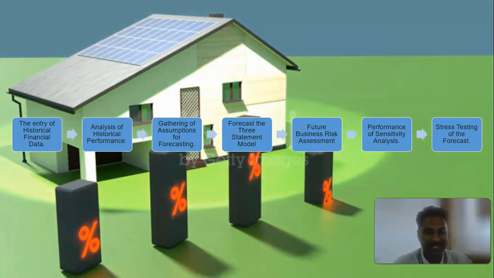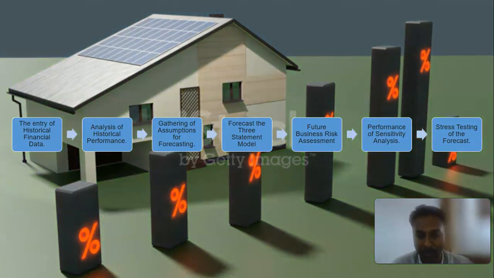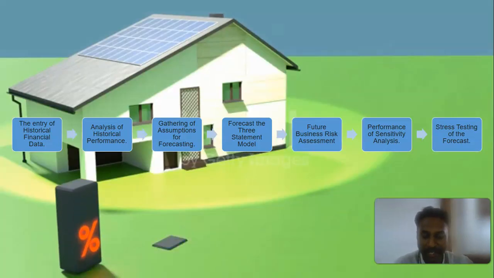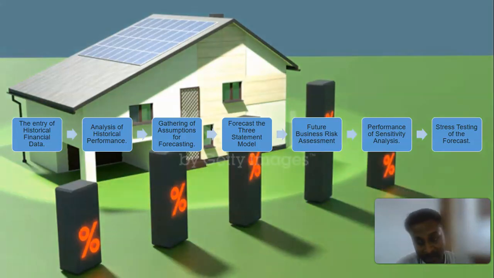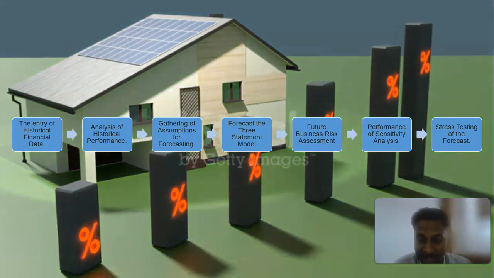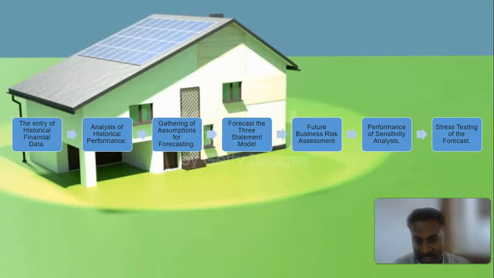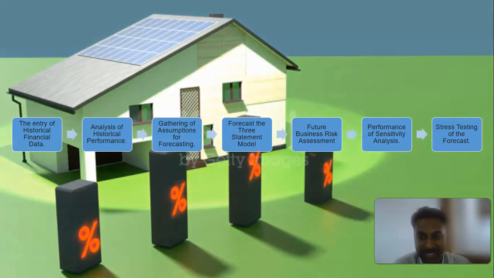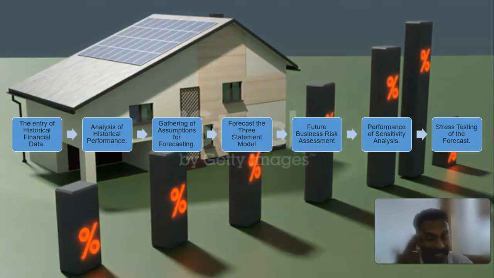So here is a 7-step process on how to build a financial model. The steps go like this: starting from the entry of historical financial data, through analysis of historical performance, gathering assumptions for forecasting, forecasting through a three-statement model, future business risk assessment, performance and sensitivity analysis, and the last step being stress testing of the forecast.